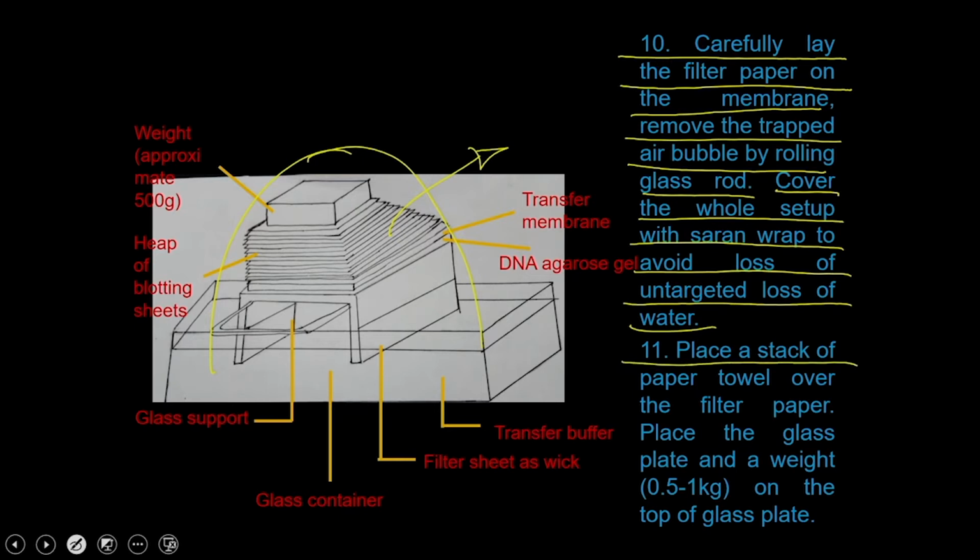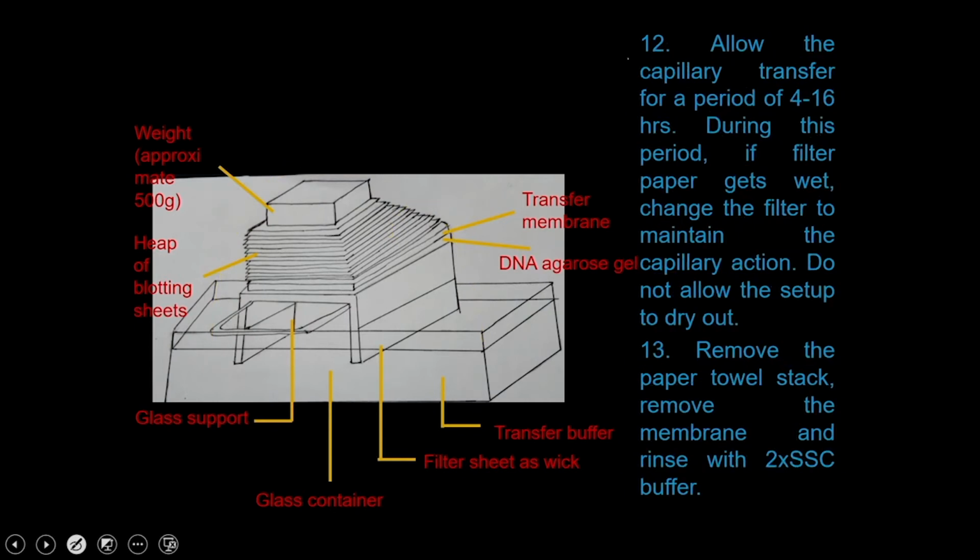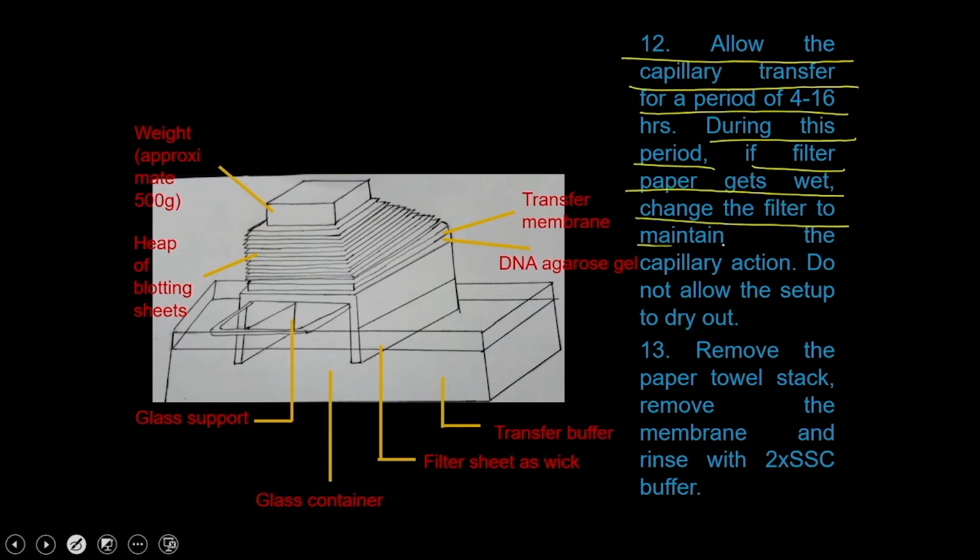Place a stack of paper towels over the filter paper. Place a glass plate and a weight of 0.5 to 1 kg on top of the glass plate. Then you allow the capillary transfer for a period of 4 to 16 hours. During this period, if the filter papers get wet, change them to maintain the capillary action. Do not allow the setup to dry out.